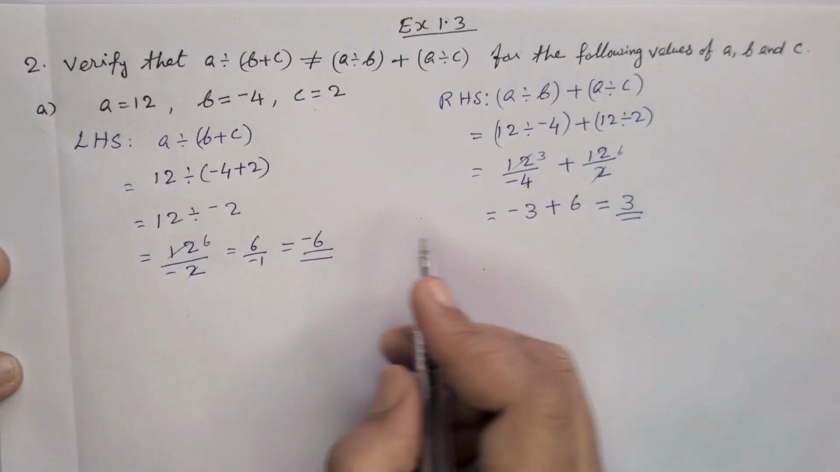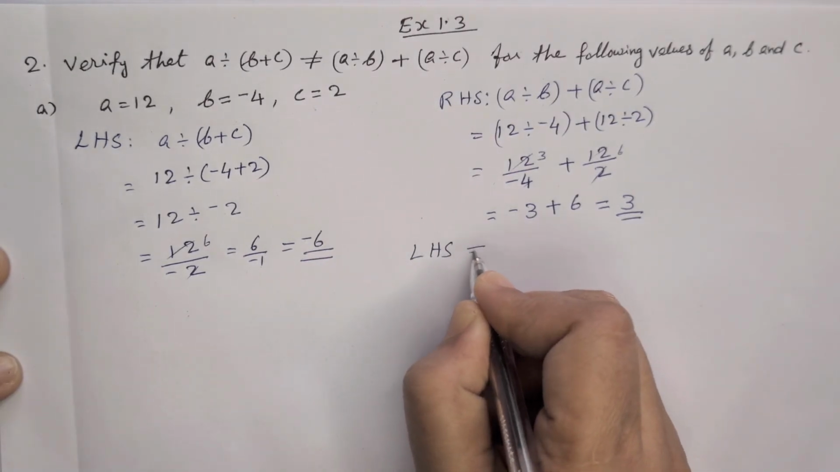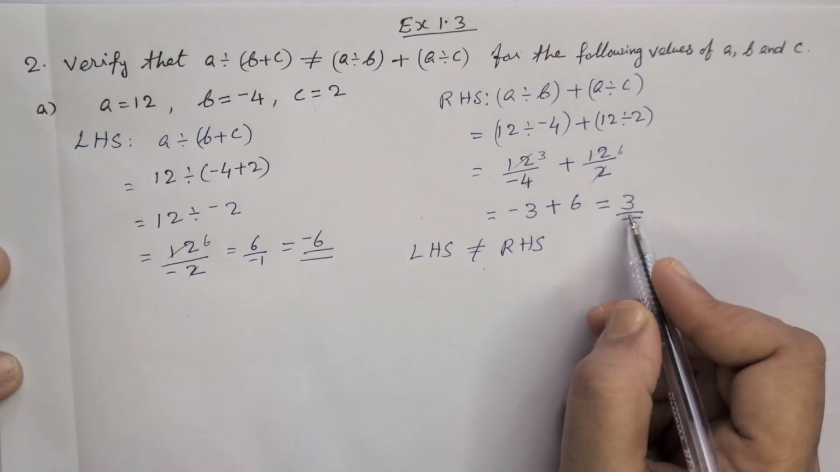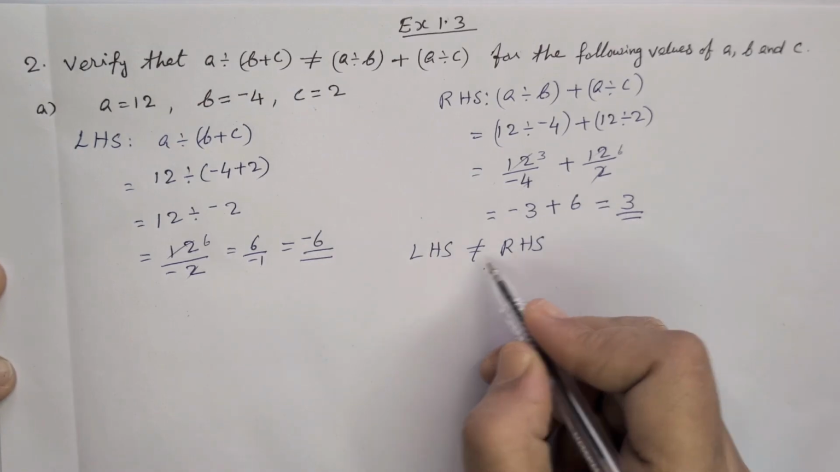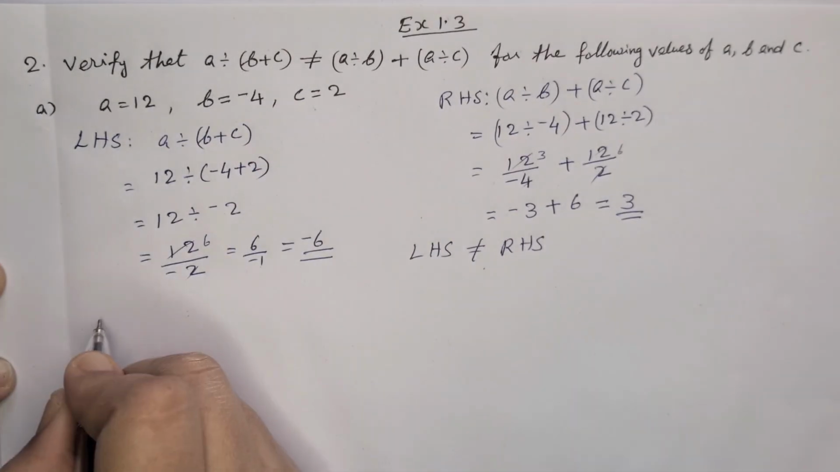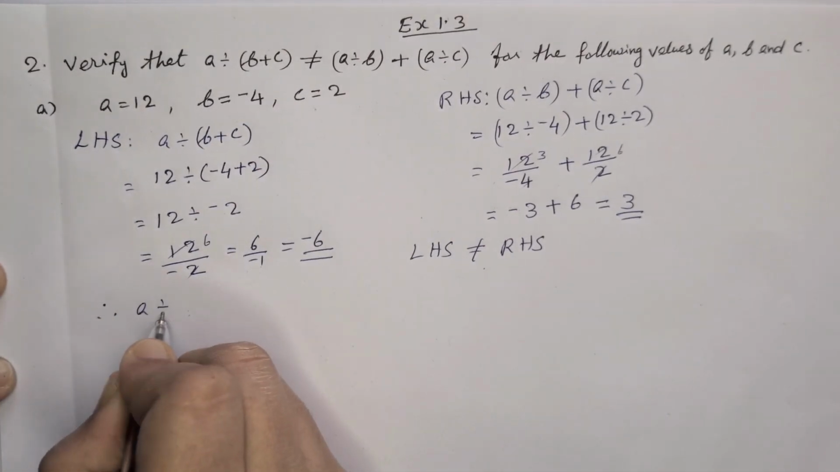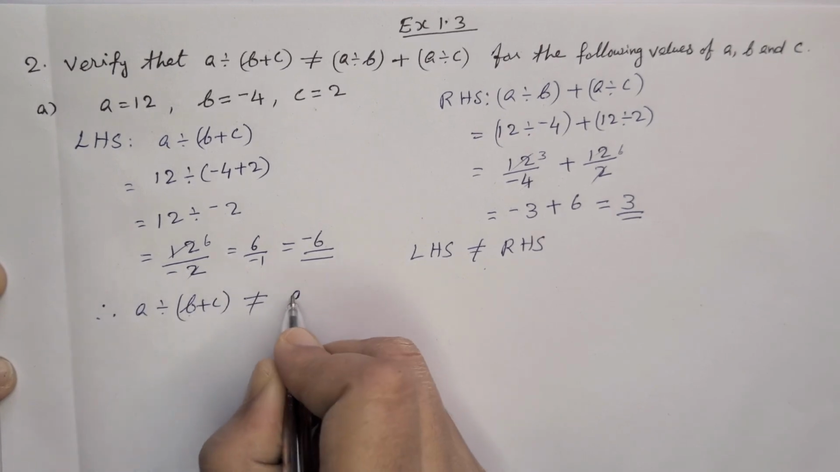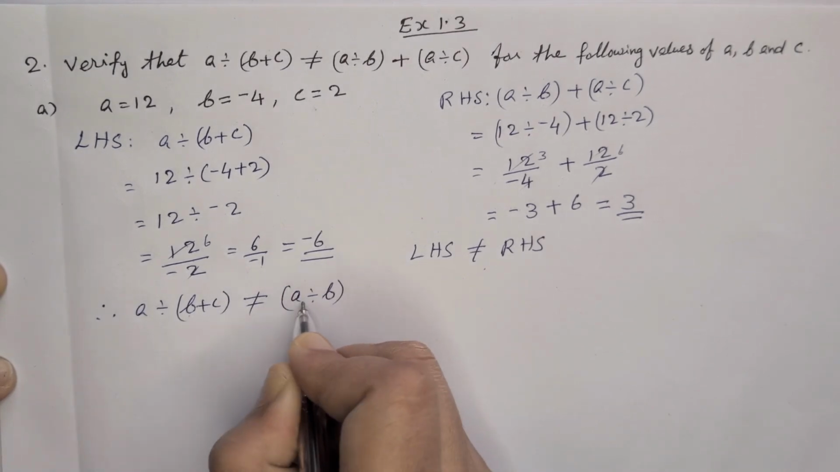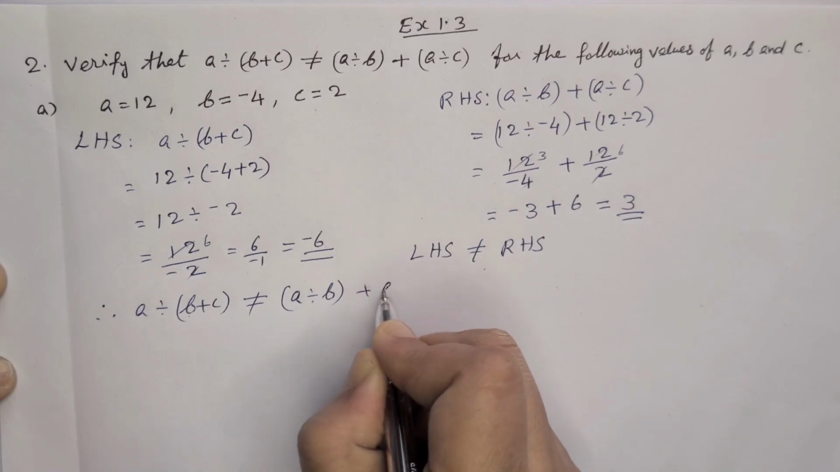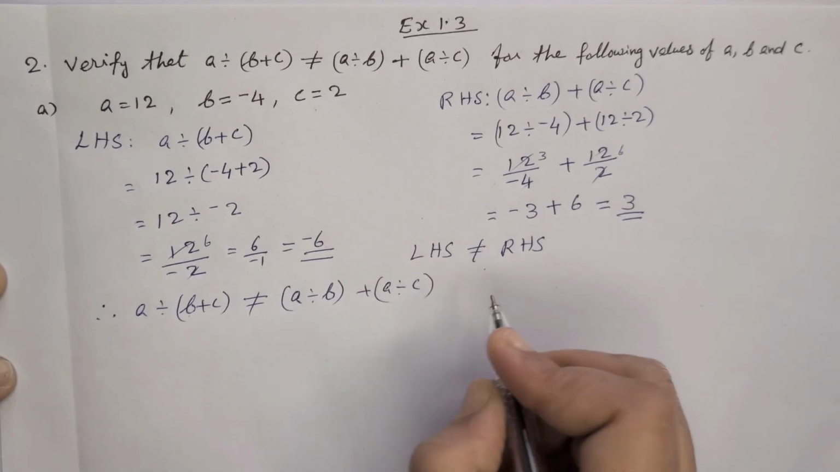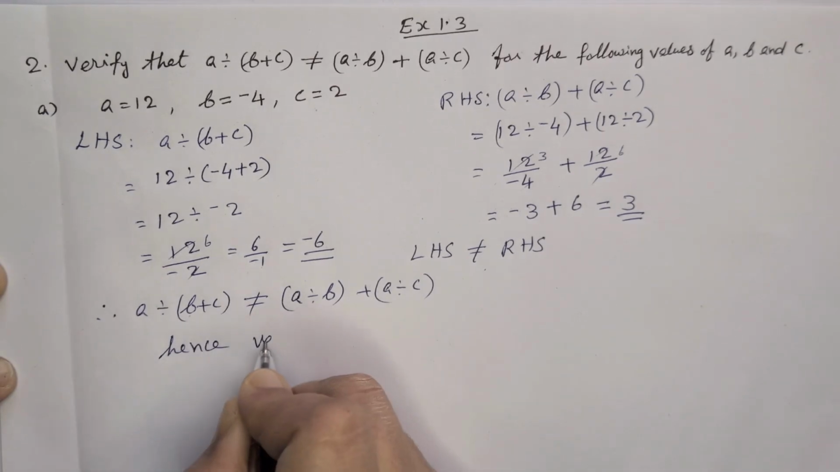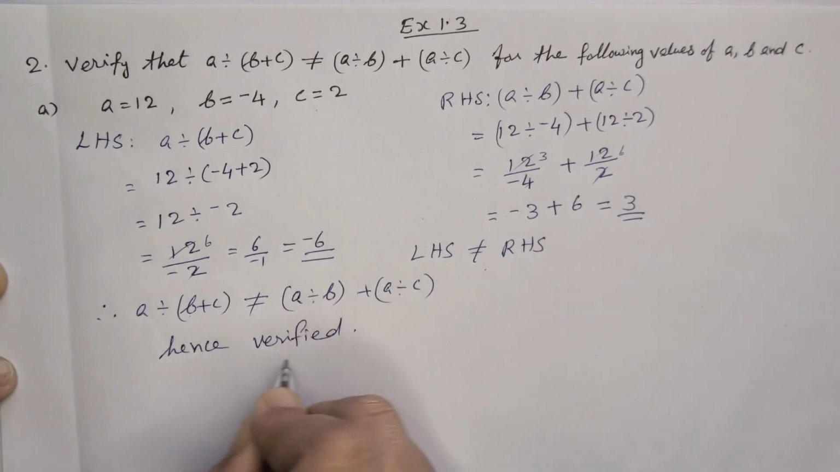So here we got minus 6 and the right side we got as 3. Both the answers are different, not same. Minus 6, here 3. So we can write LHS not equal to RHS. Therefore, A divided by B plus C not equal to A divided by B plus A divided by C. Here the question was verify. So we can write finally hence verified.